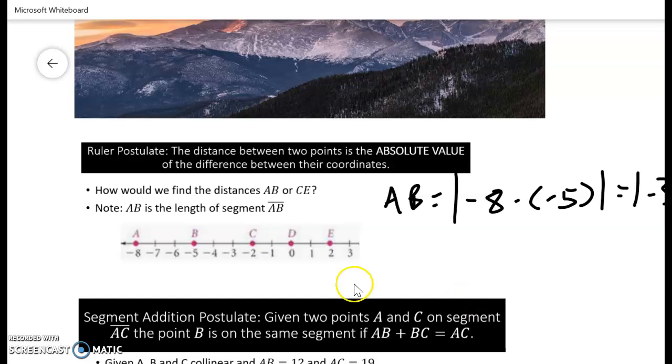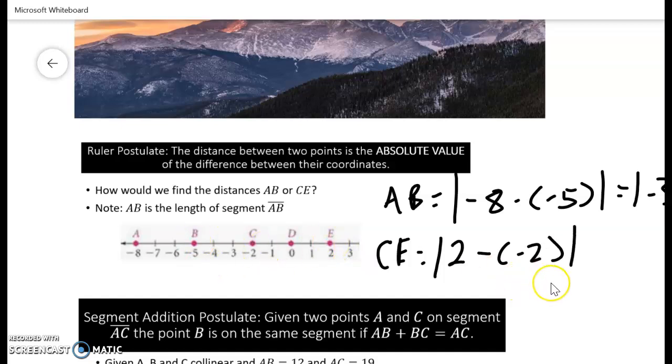Okay? How do we do that for C? Well, from C to E, I could say that's the absolute value of 2 minus -2, 2 being the coordinate for E, -2 being the coordinate for C, which is equal to 4. Or I could just go from point to point. If you have it on a ruler where you can count it pretty easily, you can do it this way. If you don't, you need to be able to use the difference between the two. Okay?